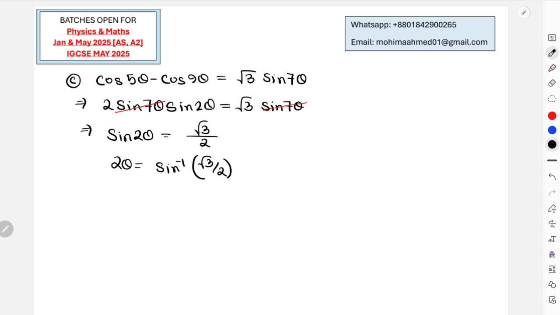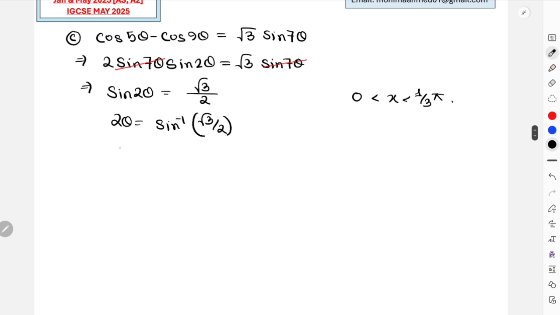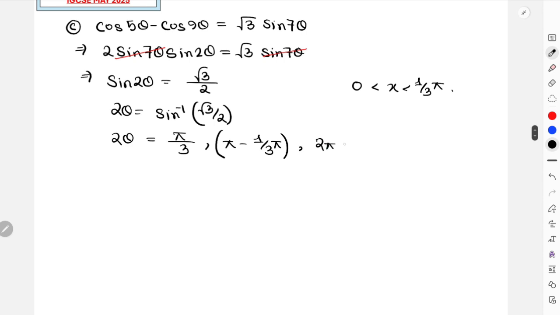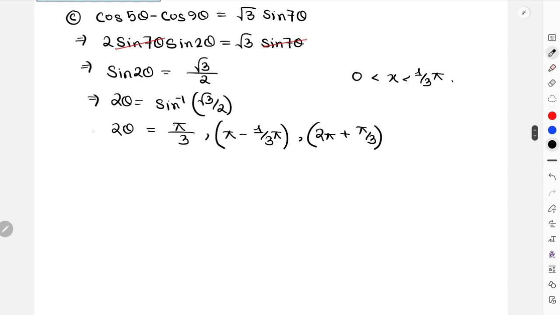Over here your range was within 0 to pi by 3. The value you're calculating here comes out to be pi by 3, but that's not a problem because this is a value for 2 theta. You'll eventually have to divide by 2 to get the original theta. So this is your first value, pi by 3. For the second value, this is going to be pi minus pi by 3. And then let's calculate the third value also, just to be sure that we're capturing all the values. That would be 2 pi plus pi by 3. Other than that, no need to calculate any more values.